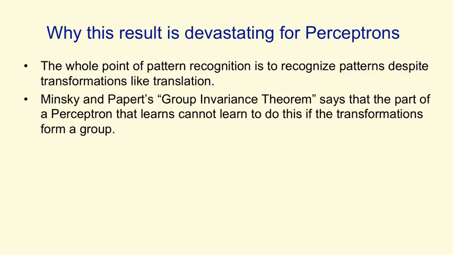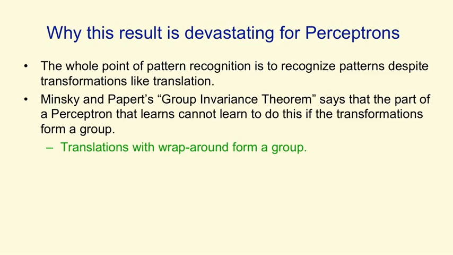And when Minsky and Papert showed that a perceptron couldn't do that if the transformations formed a group, that is, the learning part of a perceptron couldn't learn to do that, it became clear that the claims that had been made for what perceptrons could learn were somewhat exaggerated, and that to get them to do anything interesting, you had to choose just the right features to make it fairly easy for the last stage to learn the classification.